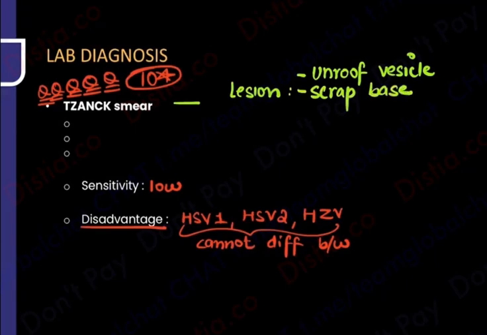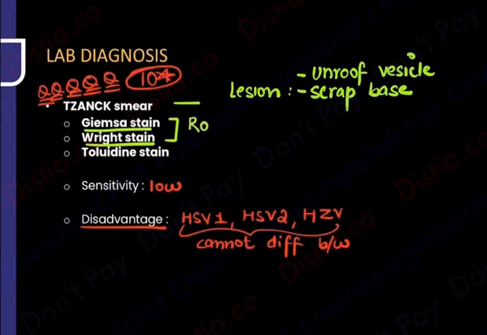Whatever lesion is there, you scrape the base and then you stain it with what? There are a couple of stains. Giemsa or Wright stain. Do you remember from pathology, Giemsa or Wright stain come under which family? They come under the Romanowsky stain family, right? So you can use the Romanowsky stains, or you can use toluidine blue.